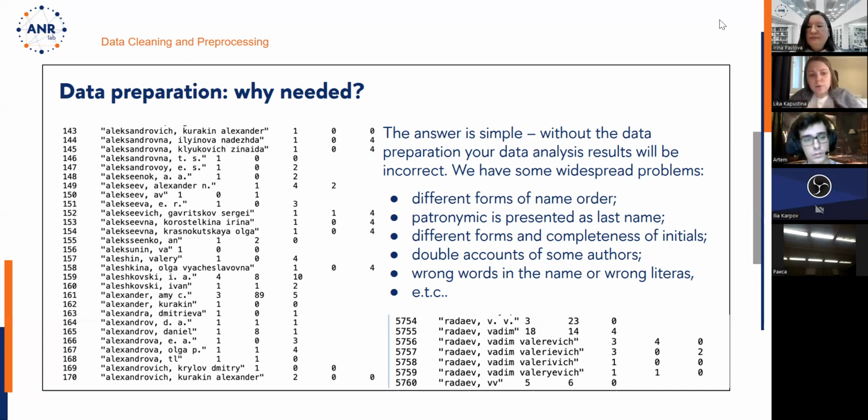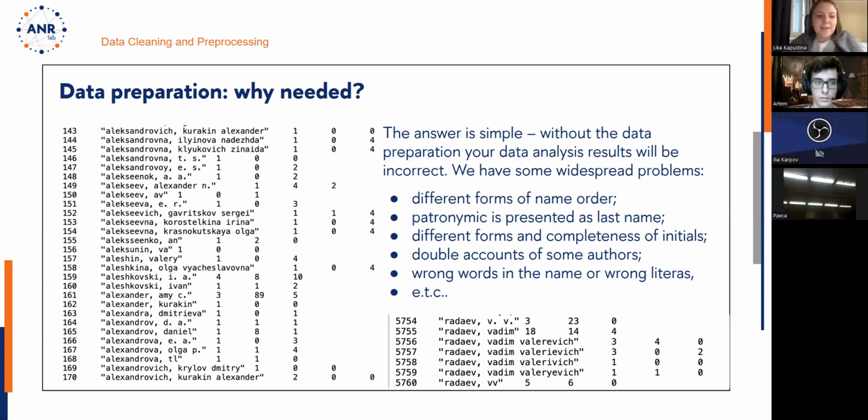So we had a lot of problems in the Web of Science data. First of all, because of the different forms of name order. You can see the examples on the left and at the bottom of the slide. For example, here we have cases where the patronymic is in the place of the last name, where the last name should be, for example, Alexandrovich, Kurakin Alexander. Also, we have the situation where the name is in the first place, for example, Alexander Kurakin. And also different forms and completeness of initials, as you can see here.